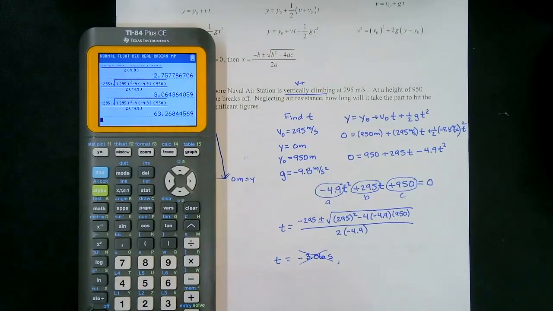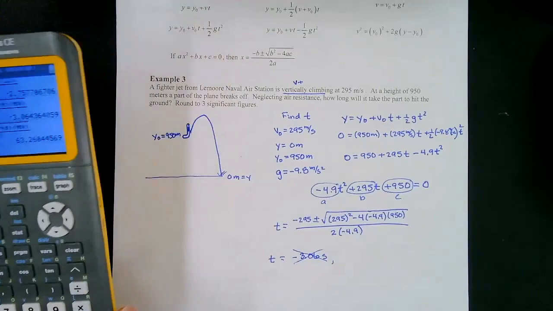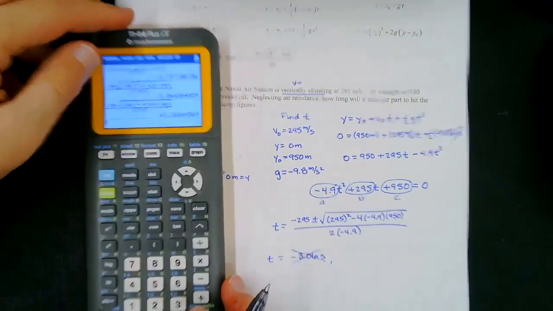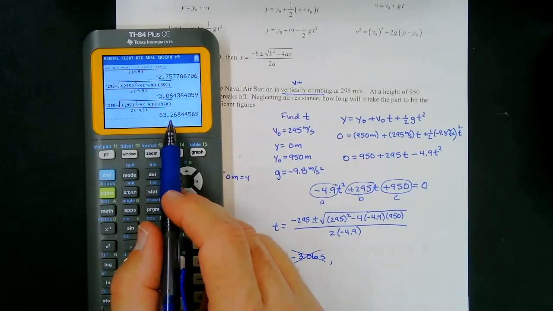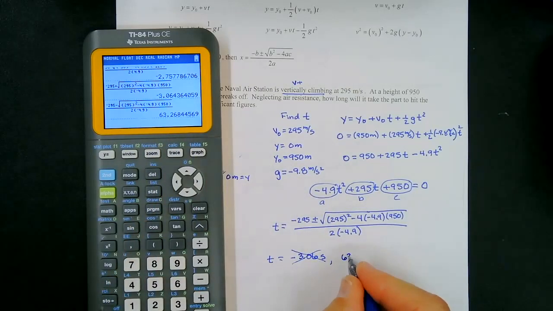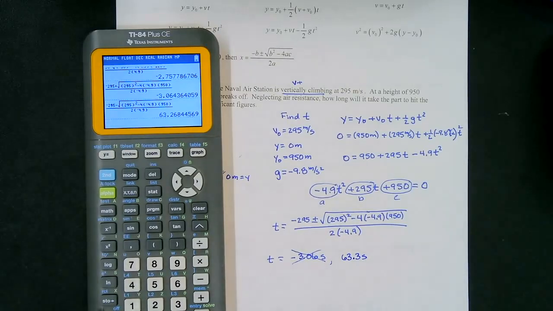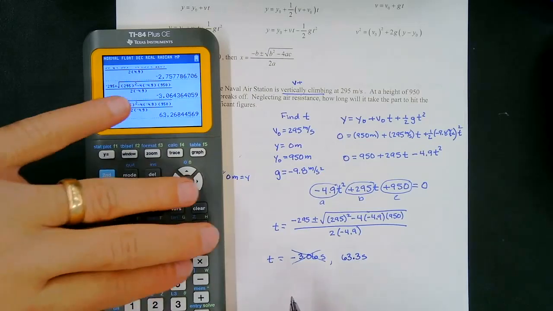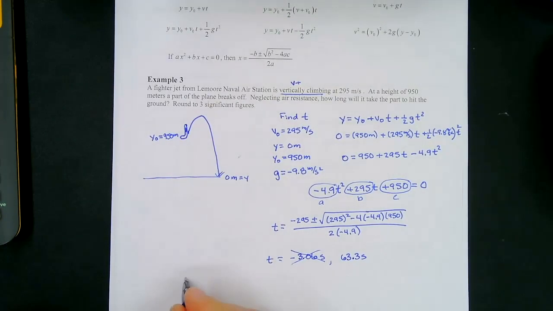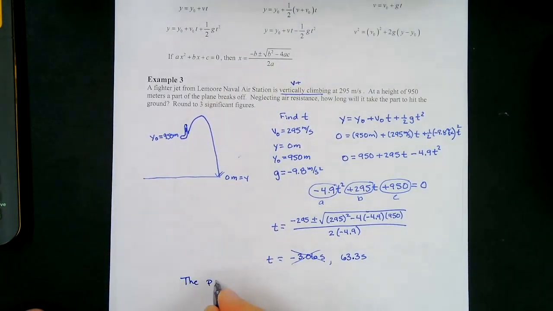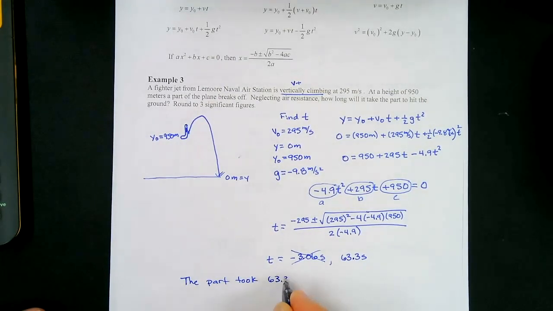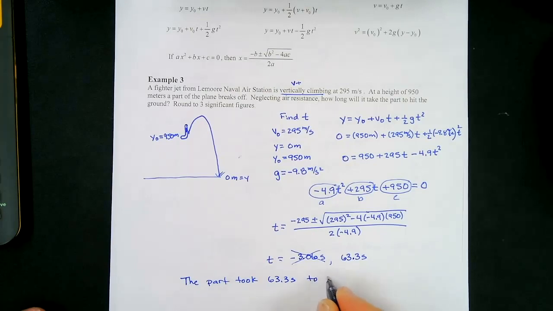And press enter, and this time we get 63.26, and I said round to 3 significant figures. So this would be 63.3 seconds. So that's how long it would take. This thing would be in free fall for 63.3 seconds, neglecting air resistance, before it hit the ground. Okay, so the part took 63.3 seconds to reach the ground.